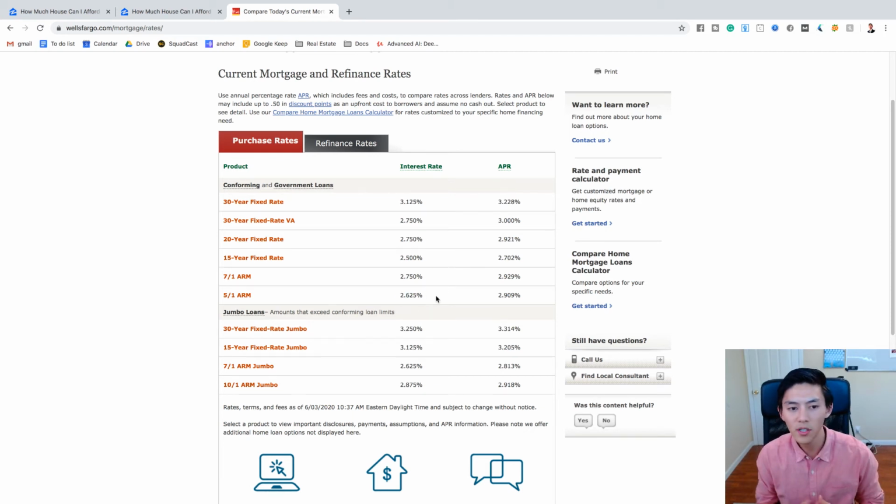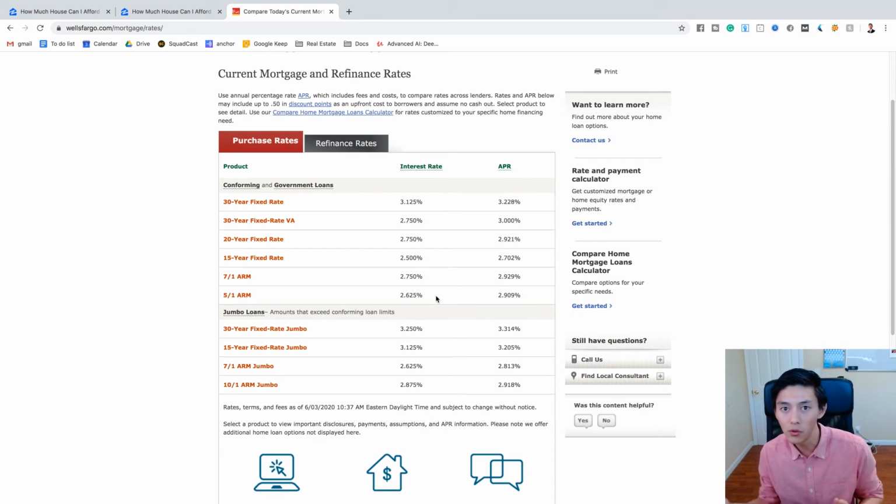So for example, if you're only going to stay in your home for 5 years, then you should probably get a 5/1 ARM instead of a 30-year fixed rate. And a 5/1 ARM is where your rate is fixed for 5 years, and then afterwards it can adjust. So let's say that interest rates blow up and all of a sudden they're 7%. Within the first 5 years, you're still only going to be paying this 2.6% anyway.